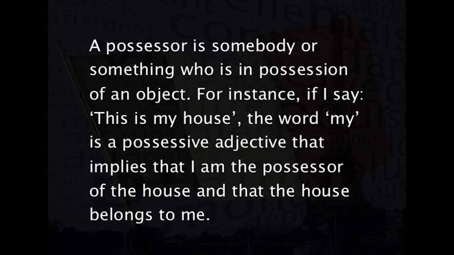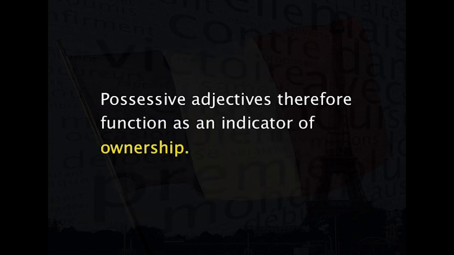Possessive adjectives are small words that are used before a noun in the place of articles. These words indicate who or what is the possessor of the modified noun. Let me explain what I mean by possessor. A possessor is somebody or something who is in possession of an object. For instance, if I say, "This is my house," the word "my" is a possessive adjective that implies that I am the possessor of the house and that the house belongs to me. Possessive adjectives therefore function as an indicator of ownership.